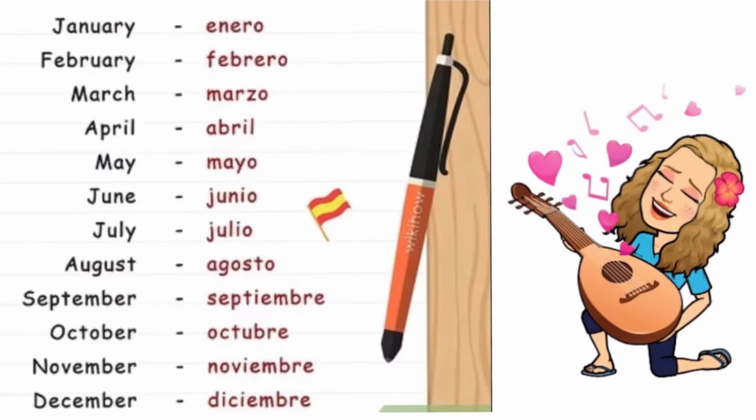Here's a song to remember the months of the year. Enero, febrero, marzo, abril, mayo, junio, julio, agosto, septiembre, octubre, noviembre, diciembre.